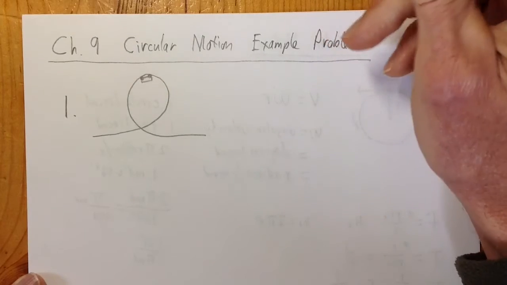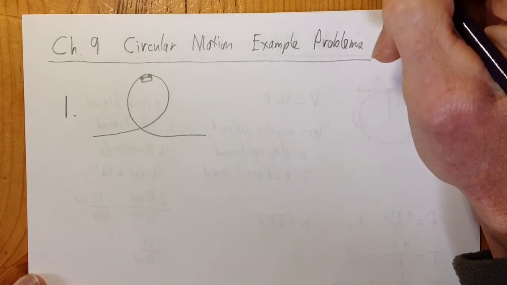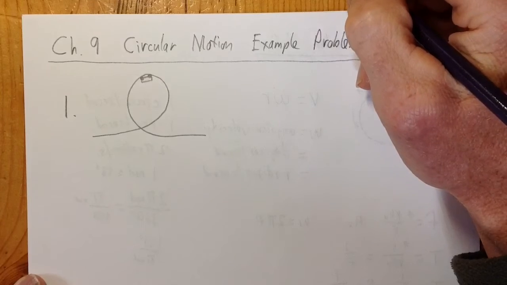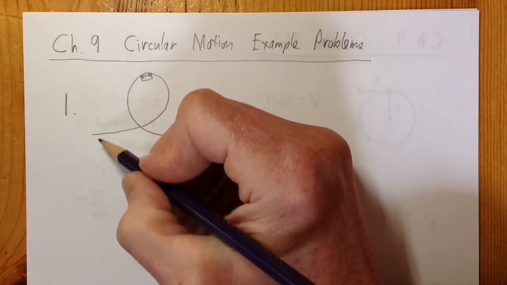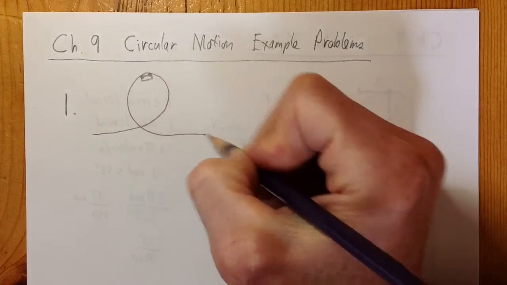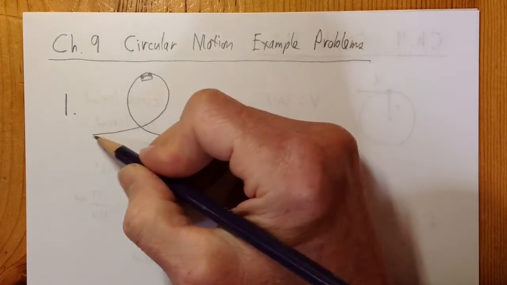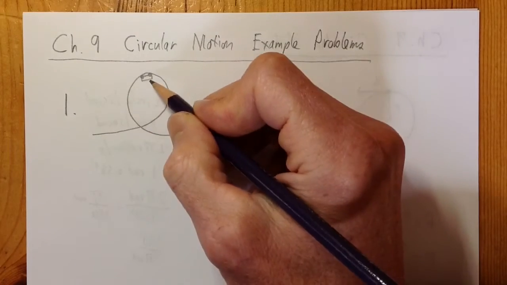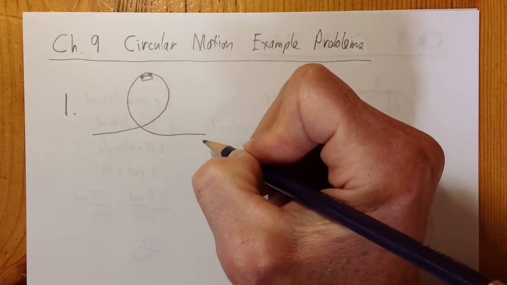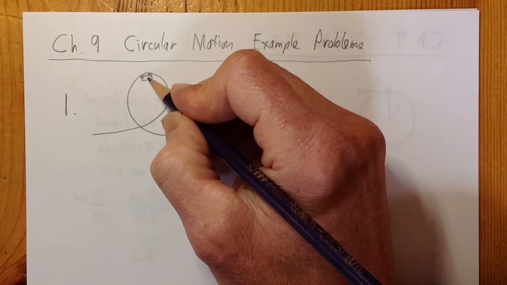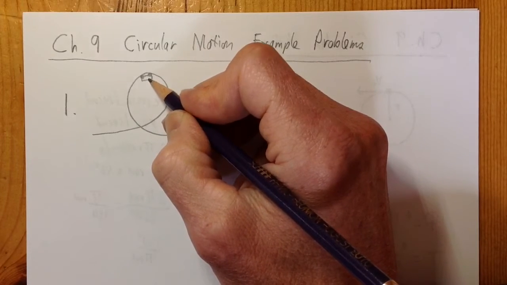So let's do some circular motion example problems. One classic example is, let's say you want to go upside down, like in a roller coaster, or you're rolling a marble on a track, or a car on a track, or riding a motorcycle or bike upside down, or flying an airplane upside down.